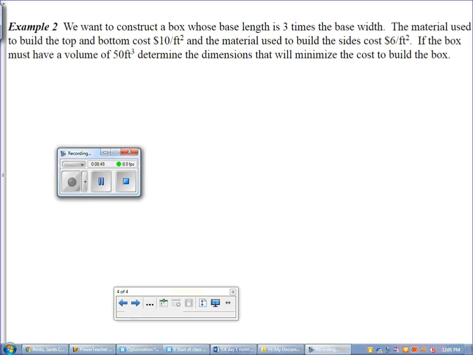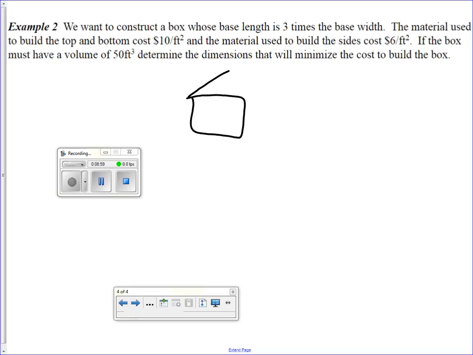Okay, so we want to construct a box whose base length is 3 times the base width. So it's always helpful to draw a model here. So we have a box, a 3-dimensional box there. And we know that the length is 3 times the width. The length is equal to 3W. The material to build the top and the bottom costs $10 per foot. And then to build the sides, it's $6 per foot.